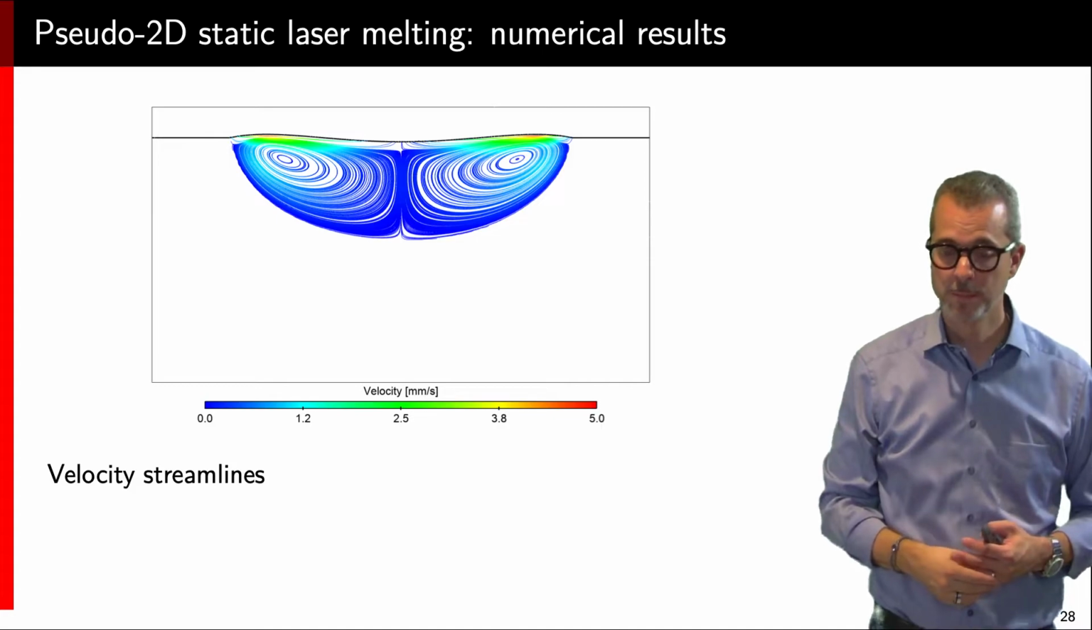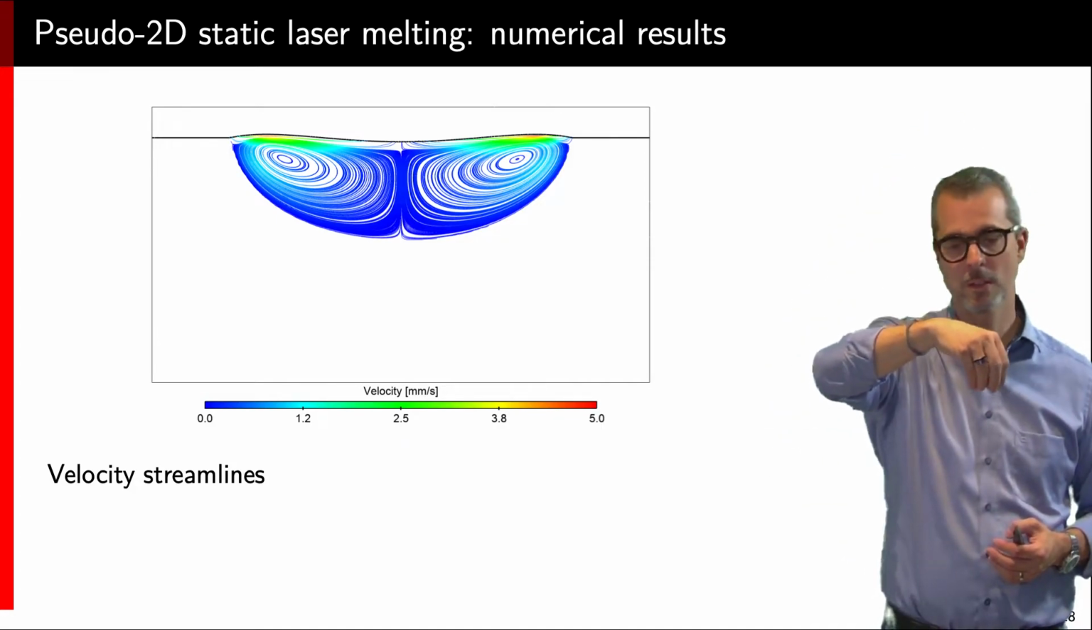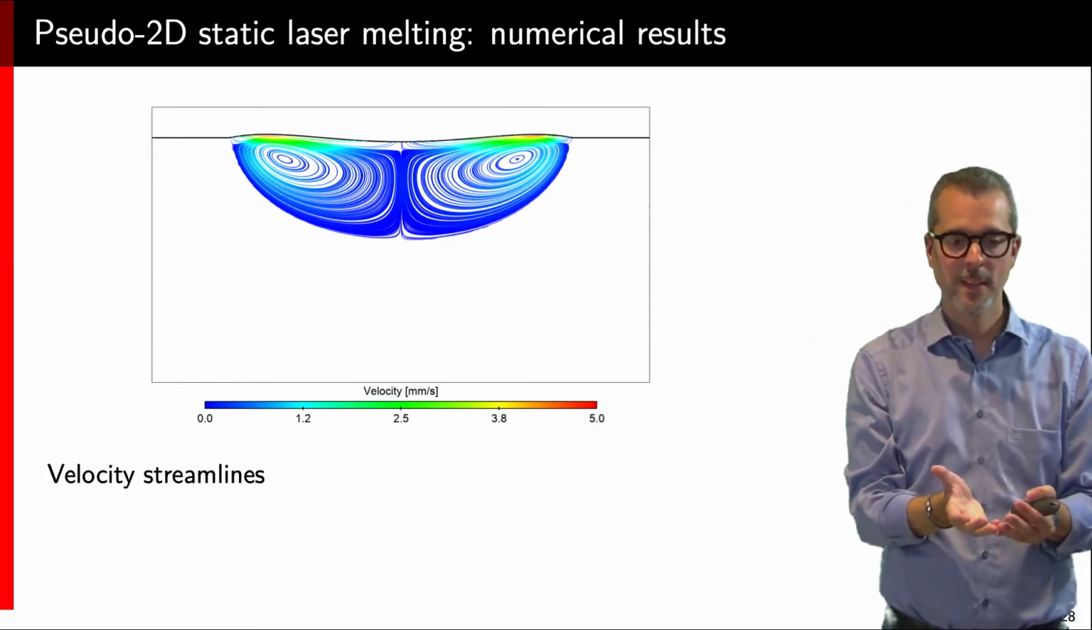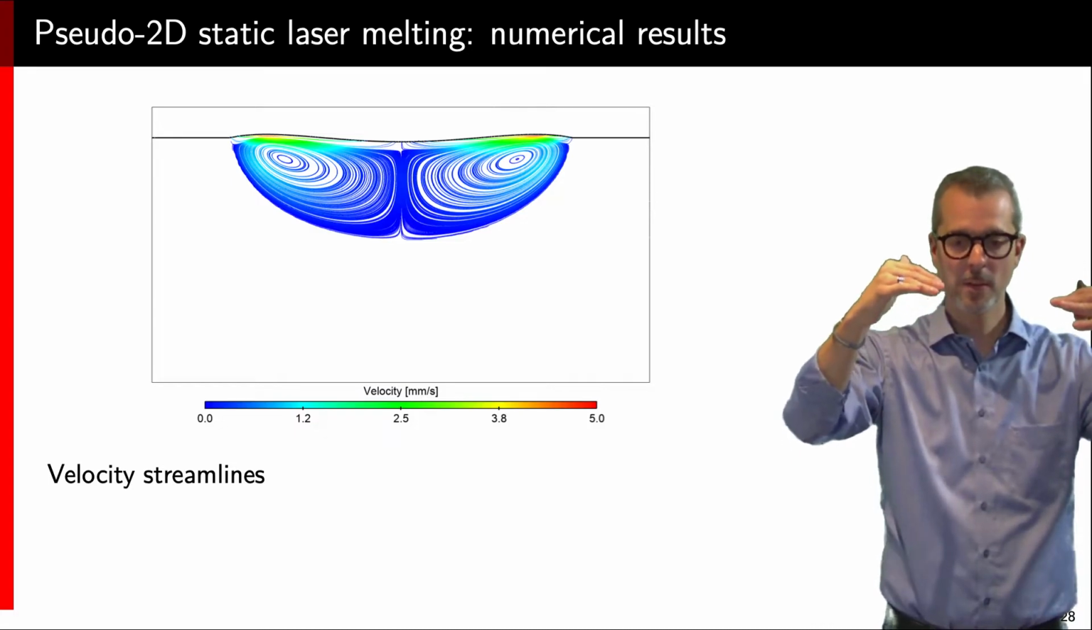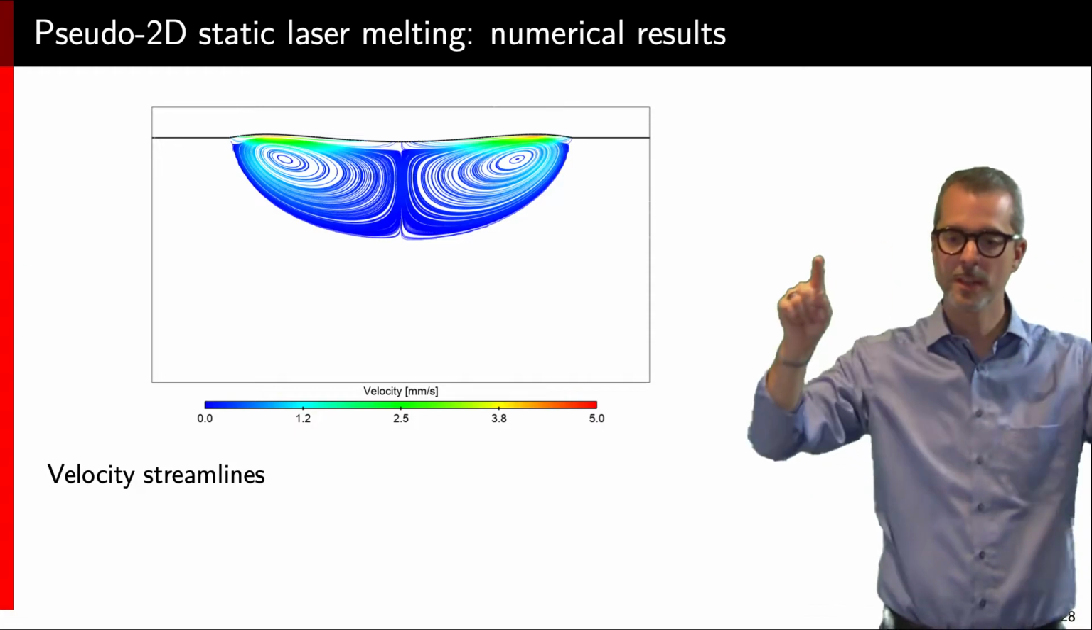So what do we obtain? We see that without moving, the laser starts to melt, so you have a melting pool, and then the free surface starts to move, and you have the Marangoni effect that makes the whole melting pool start to rotate, and here you see the velocity streamlines.